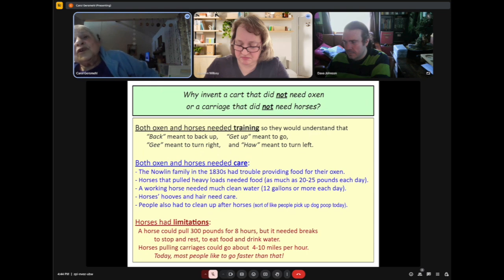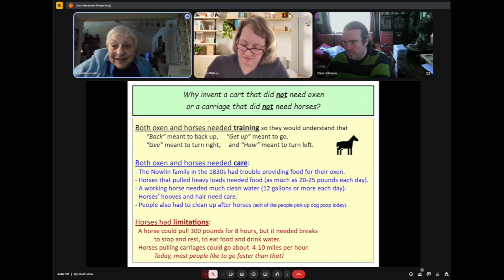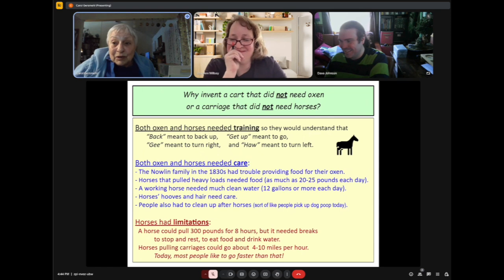Working horses, you had to bring them water. They needed 12 gallons. Isn't that amazing? If they were a working horse, they needed a lot of water each day. You had to take care of their hooves and their hair. And then I don't want to sound gross, but you had to clean up after horses. They make poop. Today we are required to pick up dog poop. And somebody had to clean up the poop in the street in front of the grocery store or in the church parking lot where you park your horses.